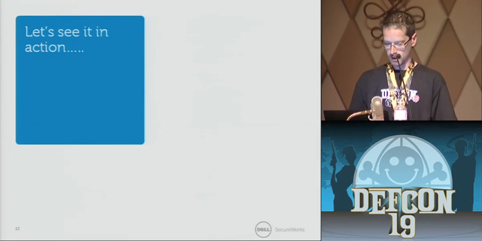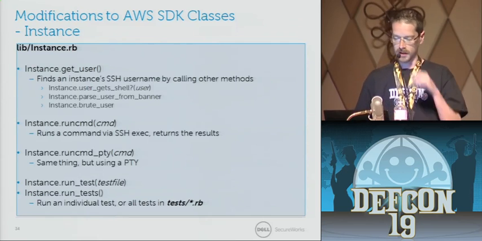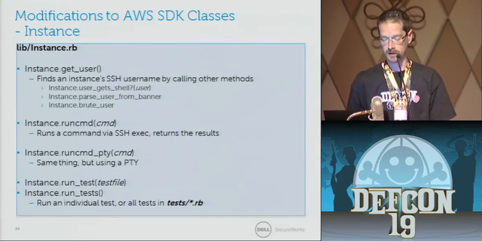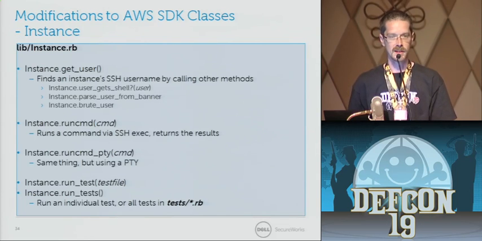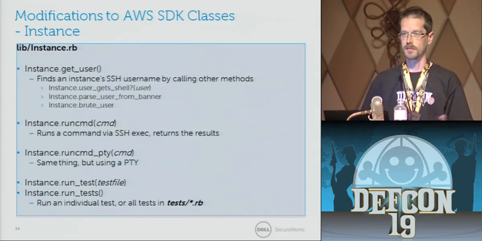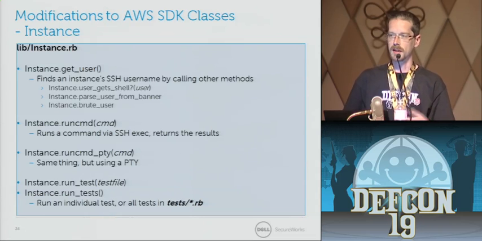Okay, so while that's running, let me talk about some of the things I did to expand the Amazon Web Service SDK. I basically just opened their classes and defined some additional methods to give me the functionality I needed to do this that they didn't provide through the SDK. So we modified the instance class, added some methods to interact with instances, run a command over SSH either via SSH exec or PTY, and then it's got a run test method that basically loads a test module and runs it against that instance.